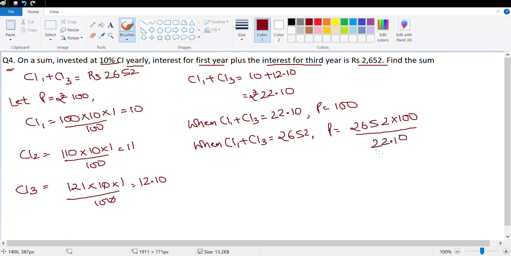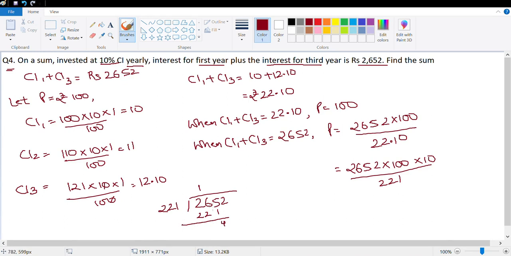22.10. Let's remove the decimal. So this is 2652 into 100 into 10 upon 221. Let's divide directly. 2652 divided by 221. That's 1. So this will be 221.